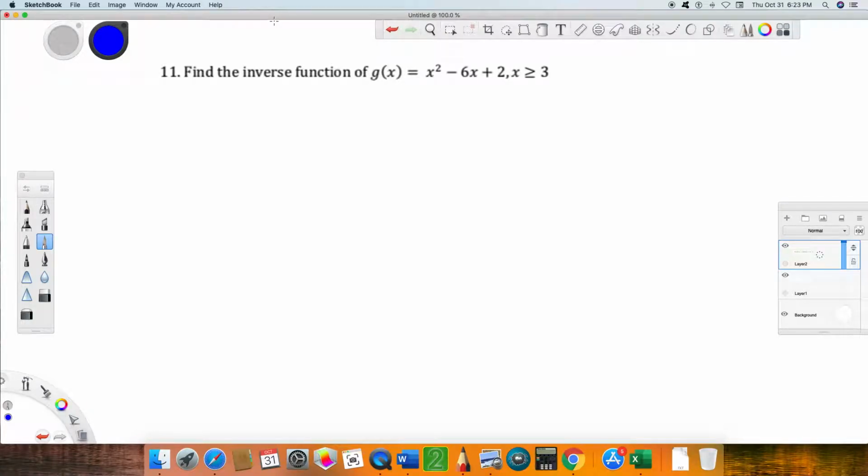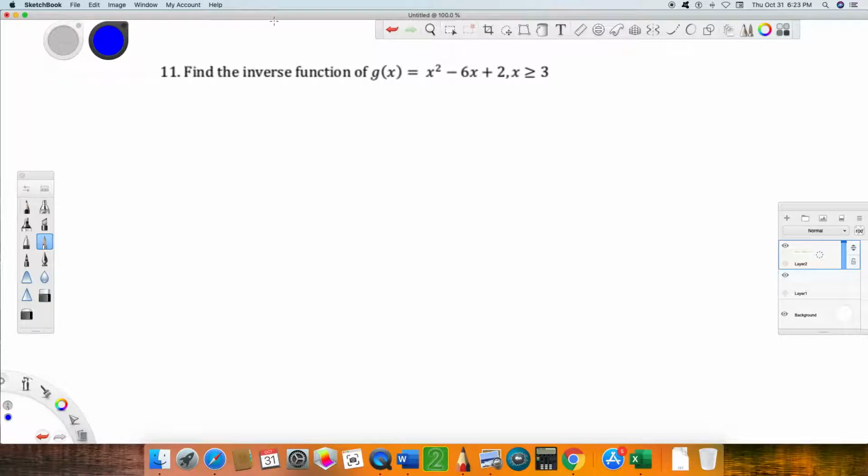Let's take a look here at problem number 11. We're given a function g of x, and we want to find the inverse function. Notice that they have restricted the domain. This looks to be the quadratic function we know is the graph of a parabola. What I'm not certain of is whether 3 is the x-coordinate of the vertex.